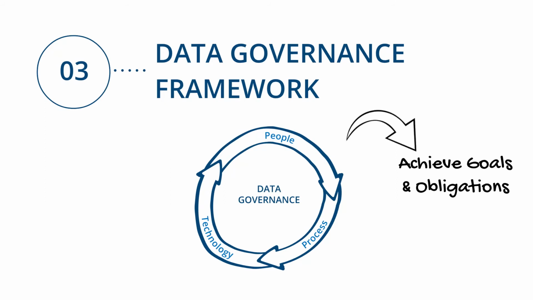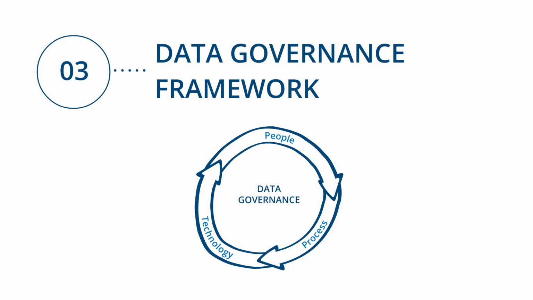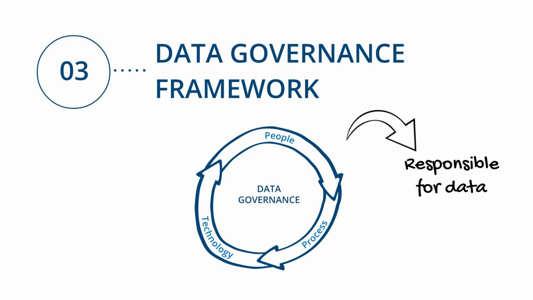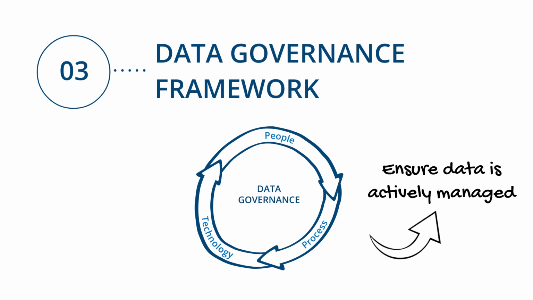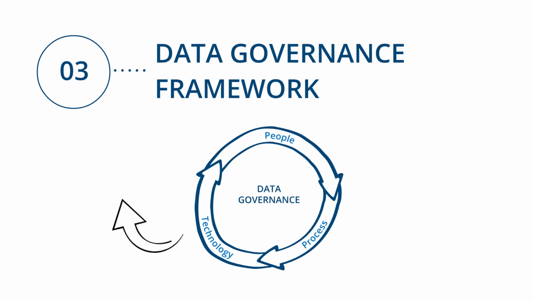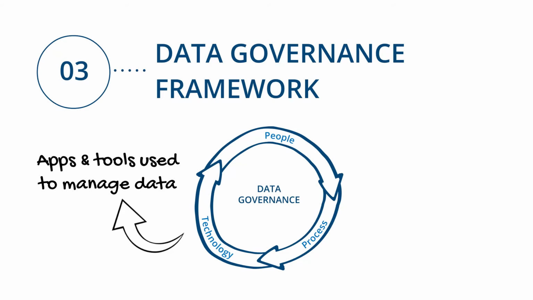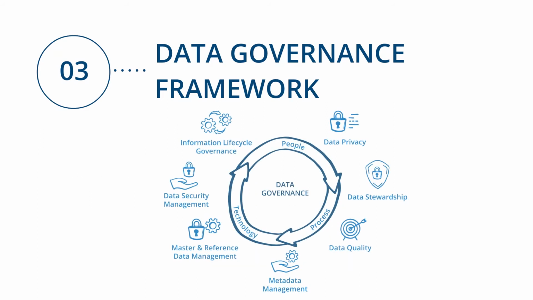The three pillars that underpin a robust data governance framework are people, processes, and technology. The people represent the data governance board, responsible for data within the organization. The processes are the steps taken to ensure that during the data lifecycle, data is actively managed. And the technology represents the applications and tools that help us manage our data assets. The data governance framework can also help us manage the more intricate components of our data.